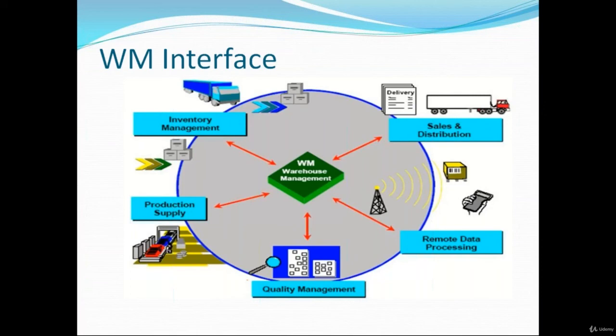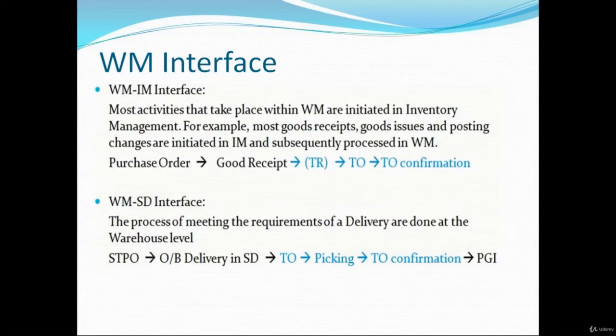WM interface with other modules. As I explained earlier, WM is not a standalone module. WM is linked with various other modules. The major interface of WM is with the IM level. Then it is interfaced with sales and distribution, and with the remote data processing modules. WM is also linked with the quality management module and the production planning module.